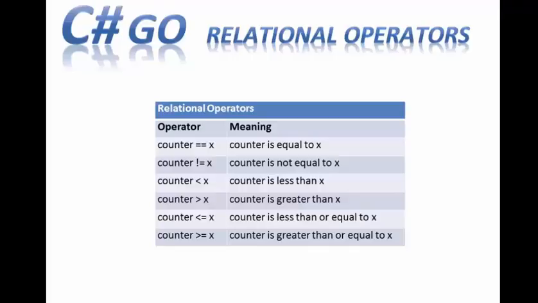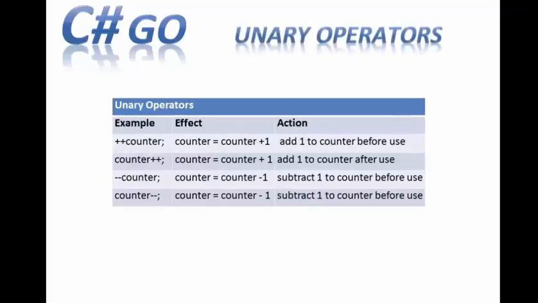Now you saw that we added 1 to our value for the counter, and we did this by saying counter plus plus, and these are the unary operators that we use. There are two examples here for adding and subtracting. The difference between them is that plus plus counter will add 1 to the counter before it's used, whereas counter plus plus will add 1 to the counter after it's been used. And you can see here, in the middle column, the effect of what that is actually doing.